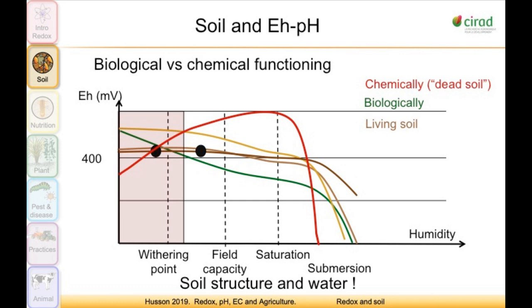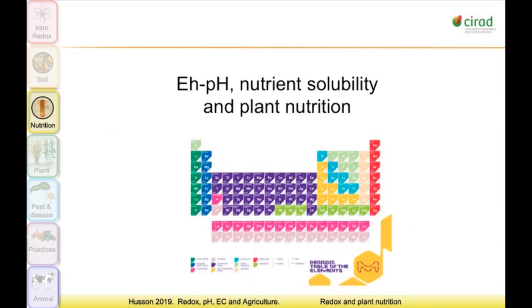So when you read just the redox, it's the same. It's not so interesting. In fact, in this one, the plant has water. In this one, the plant has no water. But the keyword is the soil structure and the water. So it's the first thing to have. Now, what's the impact of this on nutrient solubility and plant nutrition?